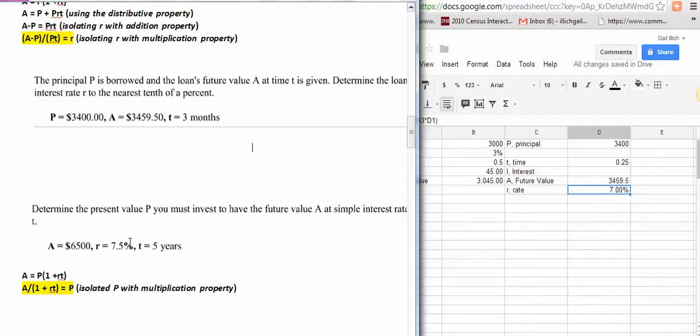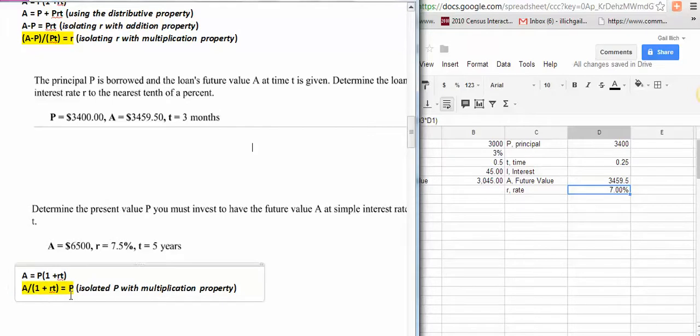It says, determine the present value P, meaning what you must invest, to have the future value A at a simple interest rate R. So now we want to figure out how much P we need to start with in order to end up with a particular amount at a certain interest rate. This is actually a little bit easier. Here's our original formula. P is being multiplied by 1 plus R times T. So in order to isolate P, you just divide by 1 plus RT, and that'll equal P.